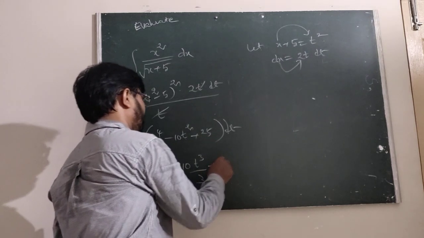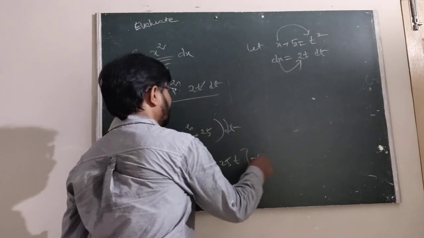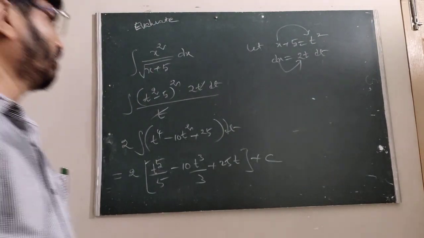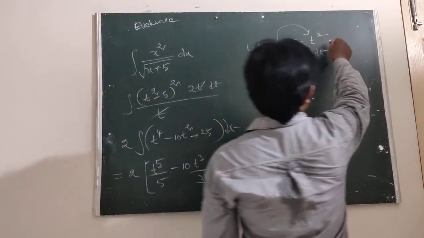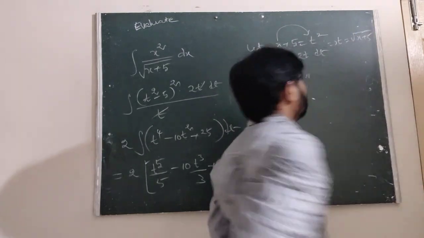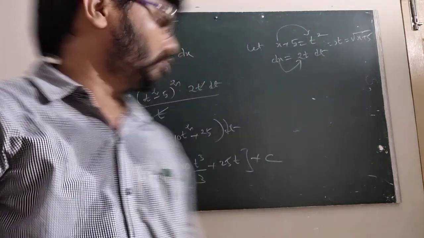Now this is 25 into t. Finally we take the integral constant c. We are looking at what t is. The t means under root of x plus 5.